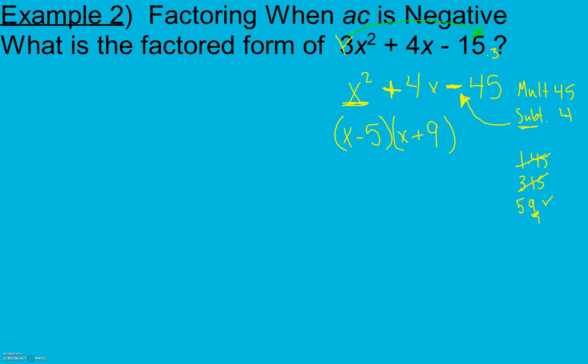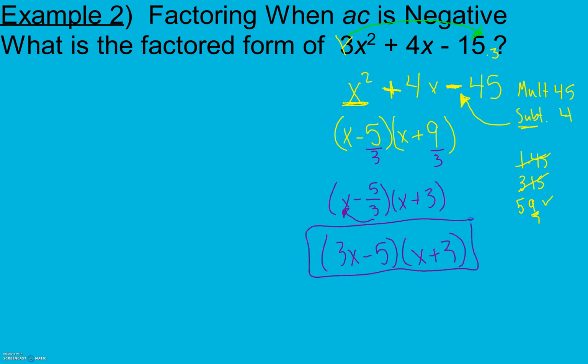Now here, don't forget we have to undo our swing. Since we multiplied by 3, we have to divide by 3. Reduce your fractions if you can. 5 over 3 doesn't simplify, but 9 divided by 3 does. And then our last step is to swing to the front any denominators. 3x minus 5 and x plus 3.